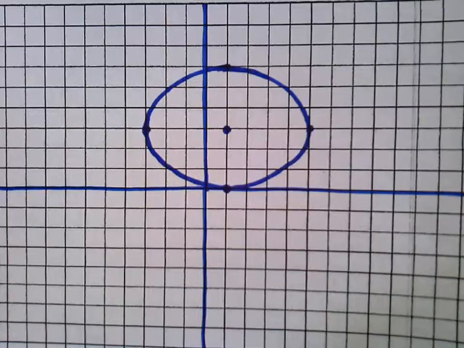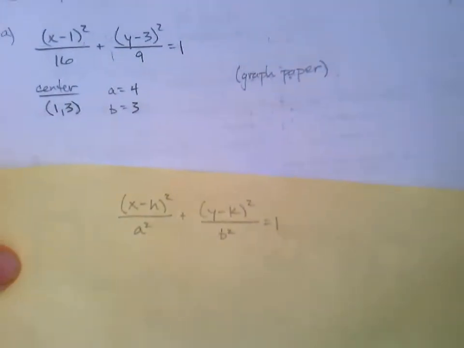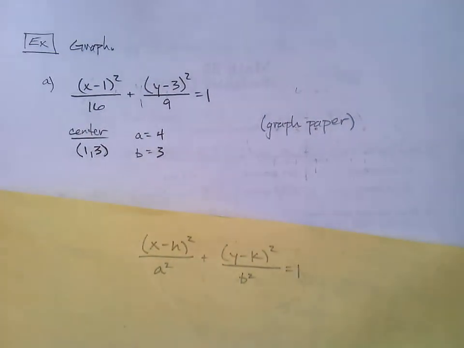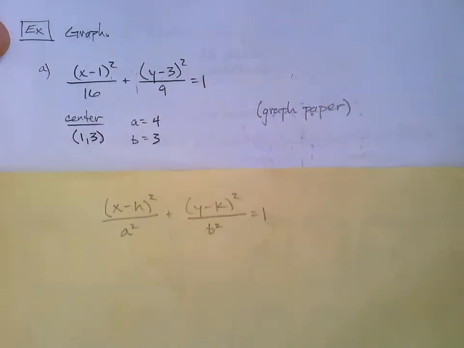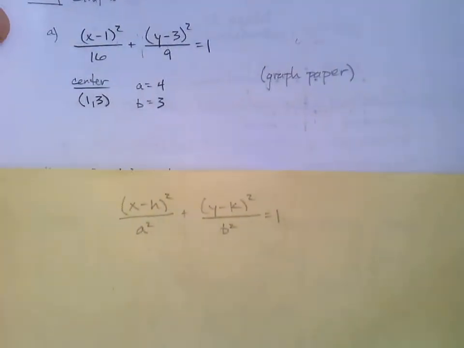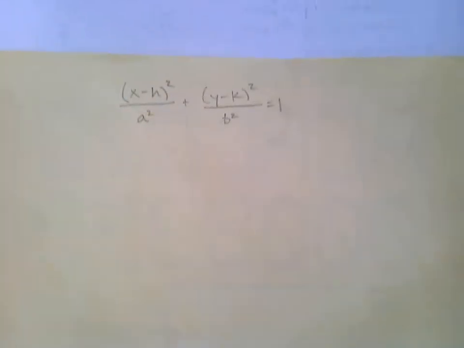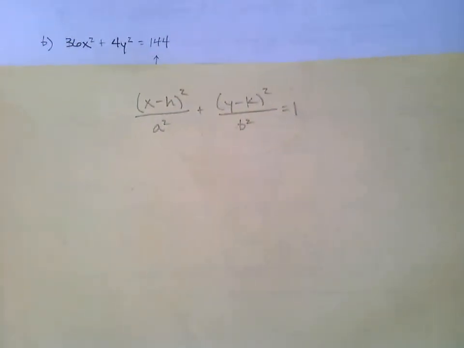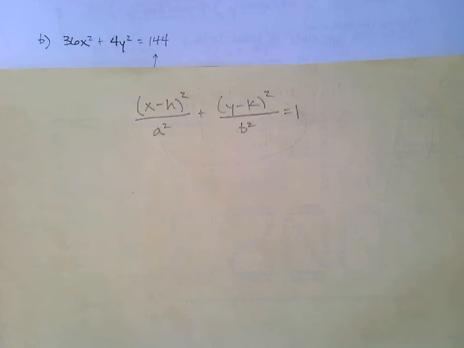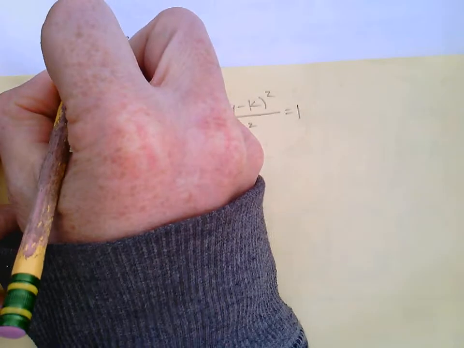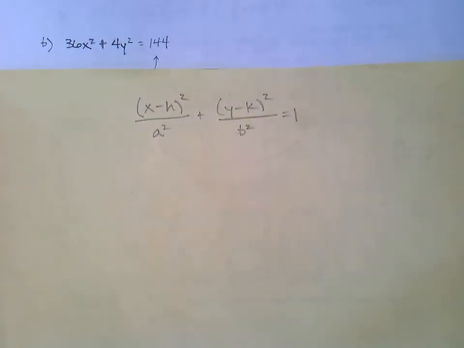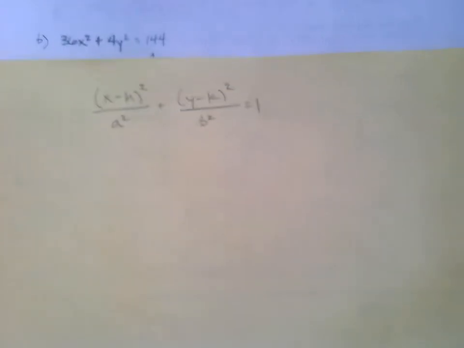Okay, let's continue with a more difficult example. Oh, actually, I've got 3 examples for ellipses, not just 2. So we're getting progressively harder. All right. How about this? 3x squared plus 4y squared equals 144.